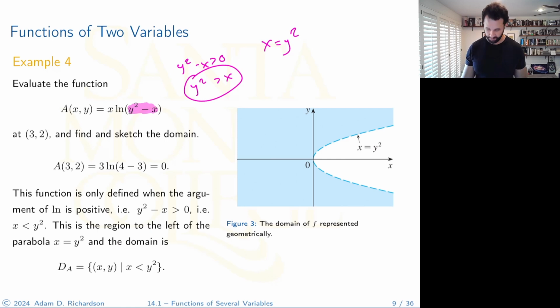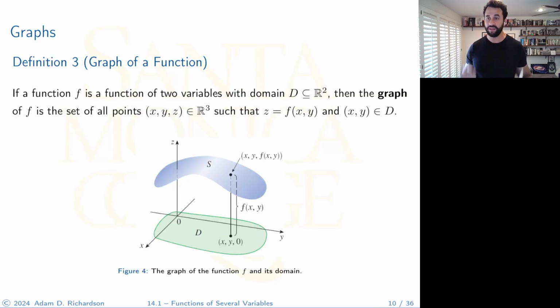All right. Moving along here. So now you have a much better idea of what these graphs look like. So let's actually look at the definition. If we've got a function of 2 variables with some domain in R2, then the graph of the function is the set of all points in 3 space, such that z is equal to the output of that function, and x comma y is in the domain.